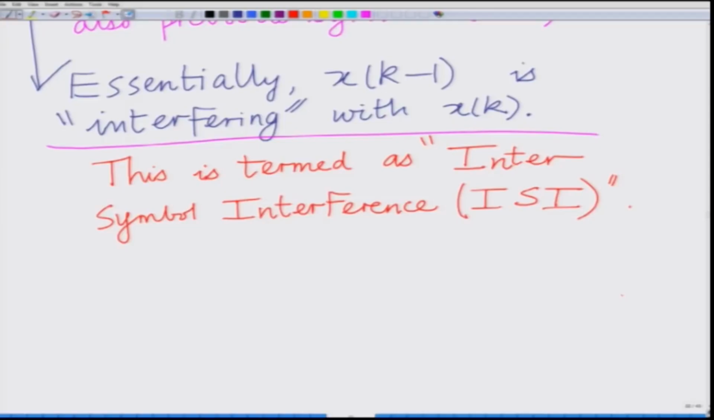Naturally this ISI, or inter-symbol interference, leads to performance degradation, because xk minus 1 is interfering with xk. This leads to performance degradation at the receiver. So this is an undesirable effect.